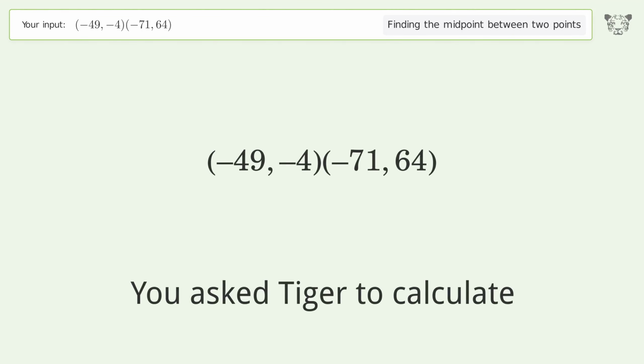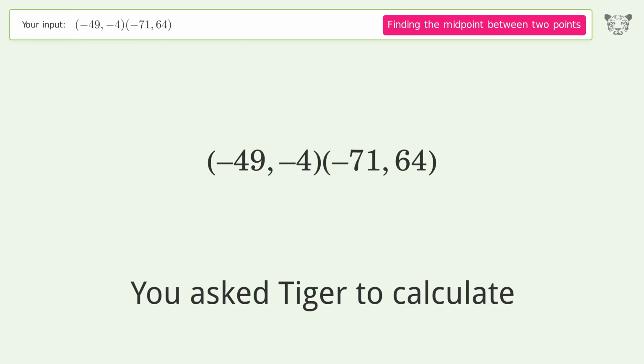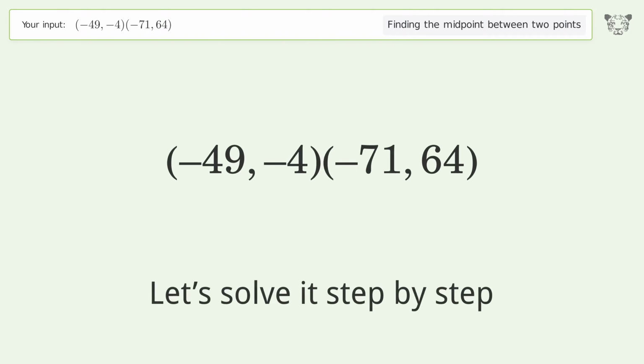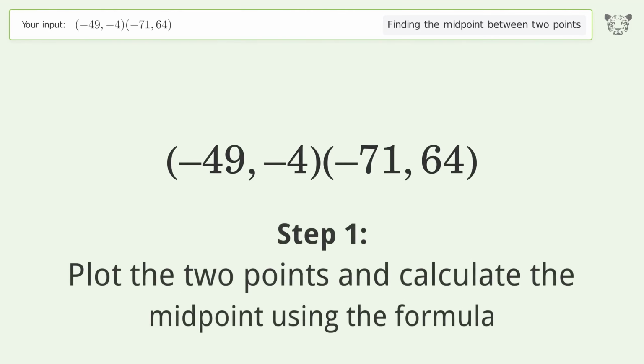You ask Tiger to calculate. This deals with finding the midpoint between 2 points. The midpoint between the 2 points is negative 60, 30. Let's solve it step by step. Plot the 2 points and calculate the midpoint using the formula.